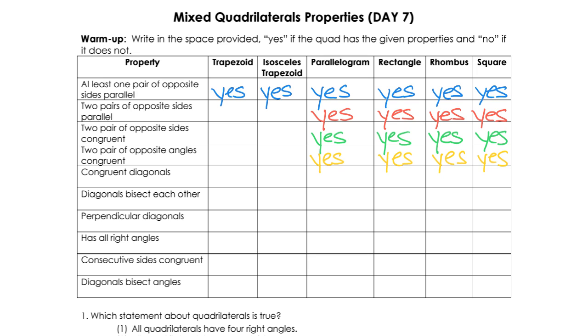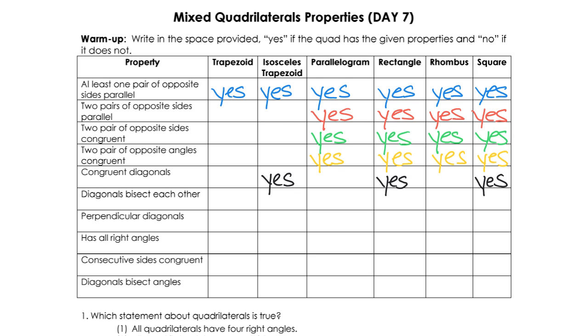Congruent diagonals. All right, so an isosceles trapezoid turns into an isosceles trapezoid from a trapezoid by having congruent diagonals. Parallelogram leans, so its diagonals are not equal. Rectangle stands nice and straight up, so diagonals will be equal. Rhombus goes back to slanting, so no equal diagonals. And a square has equal diagonals.